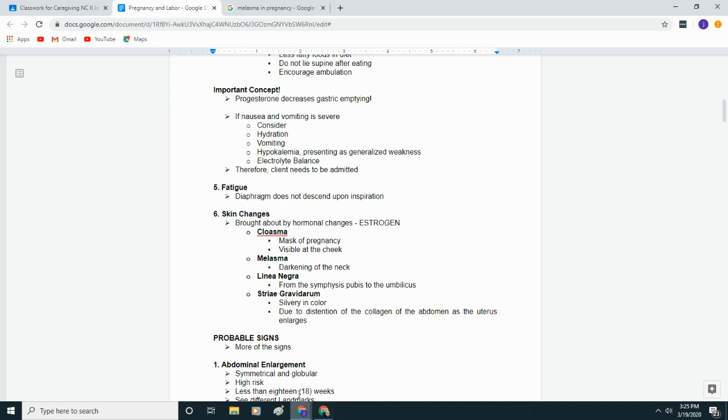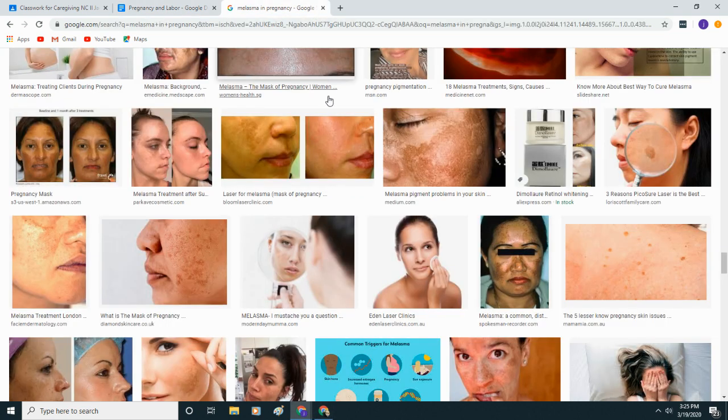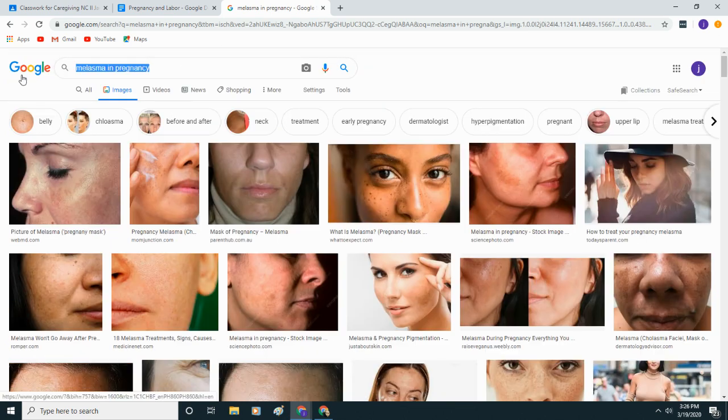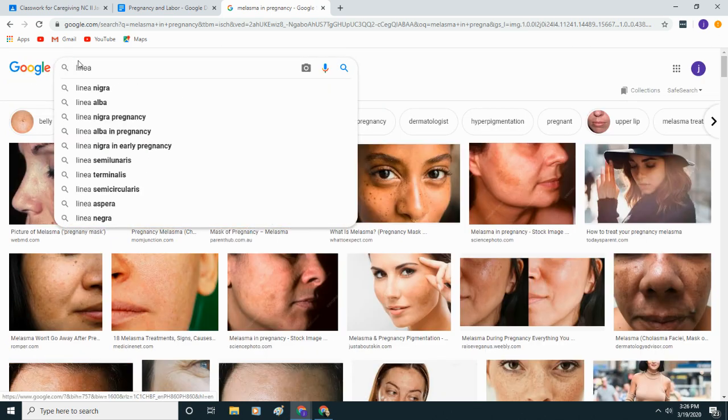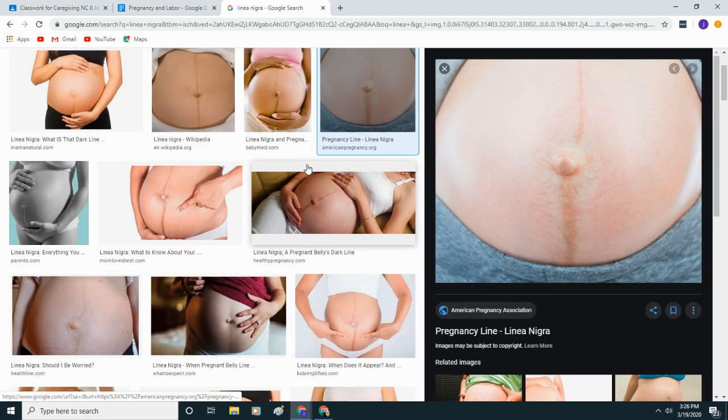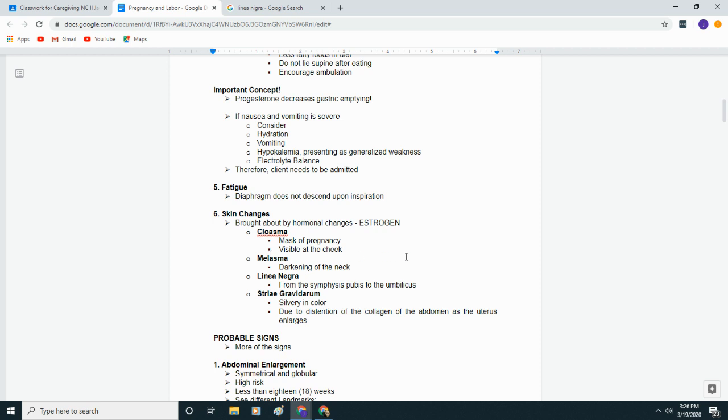Linea negra is the line in the abdomen of the mother. This one. Yeah, that is what you call linea negra. Okay? So the line, it's because of the hormones, estrogen.